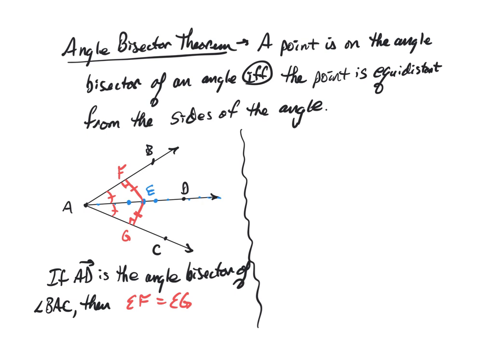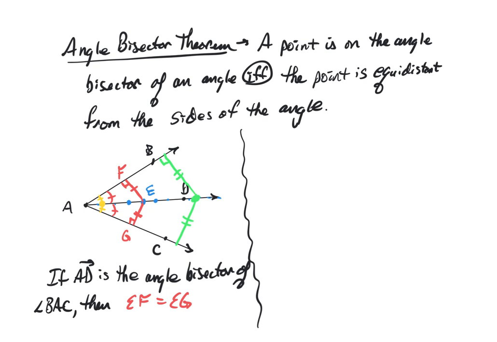The distances to the sides will be the same. If you would have picked this point over here, then the distance to this side would be the same as the distance to this side, right? Or if you would have picked a point really, really close, like this, the distance to one side is going to be equal to the distance to the other. Any point on the angle bisector is going to be equidistant from the sides.